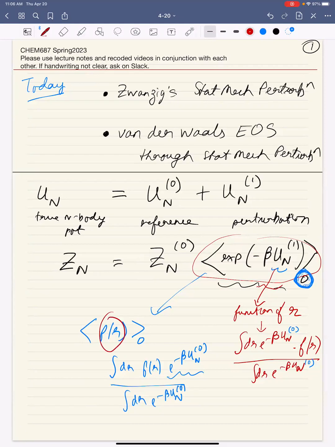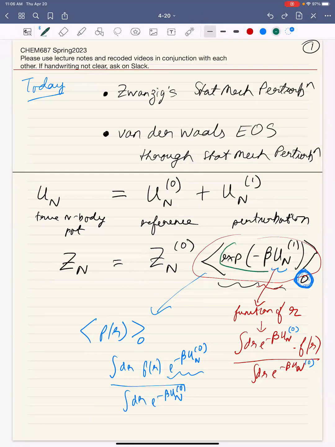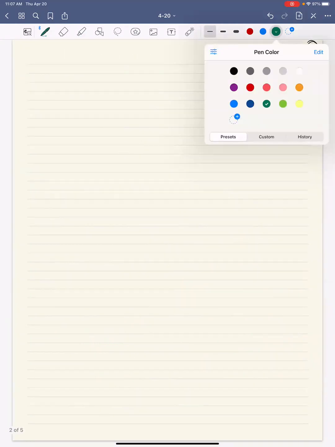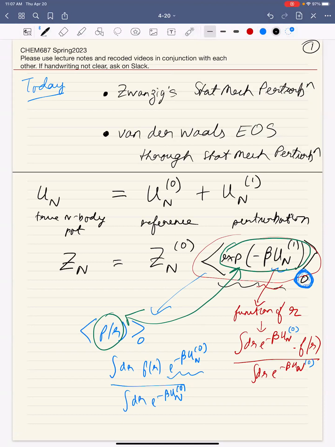In this case, f of r is... I should not use red. This thing, this is a function of r. That's the point I'm trying to make. e to the power minus beta un1, because un is a function of r, right? The potential energy depends on r, so e to the power minus beta un1 depends on r. So un0 is soft and nice, like an ideal gas. You would like it to be. So when we do van der Waals gas, you will see actually how we can do it.